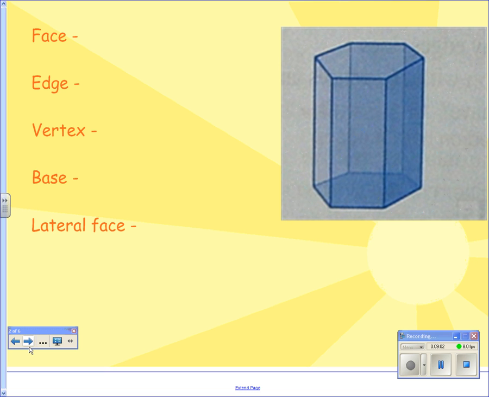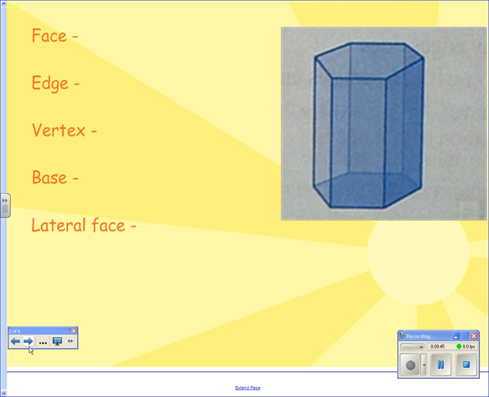Make sense? Okay. Edge. It's the segment that is the intersection of 2 faces of a solid. Do you understand what an edge is? Like, if my textbook is a solid, which it is, this is an edge, this is an edge, this is an edge. Does that make sense? Okay.